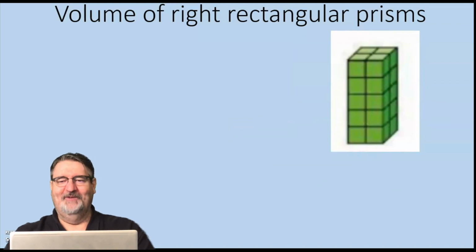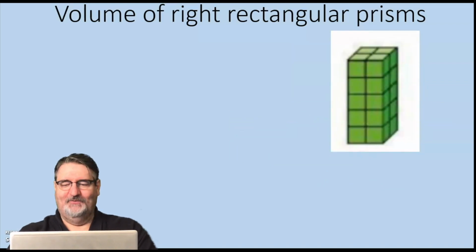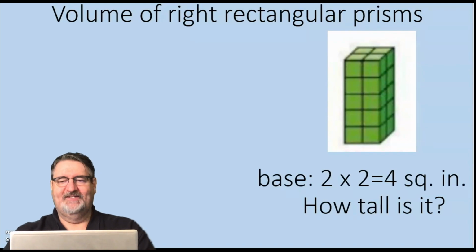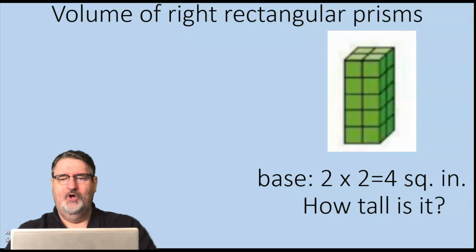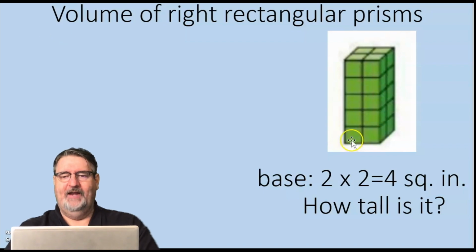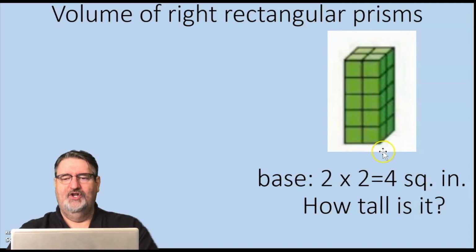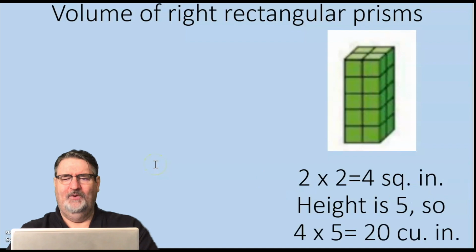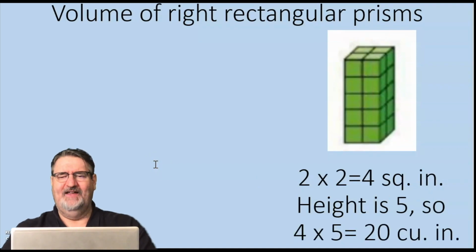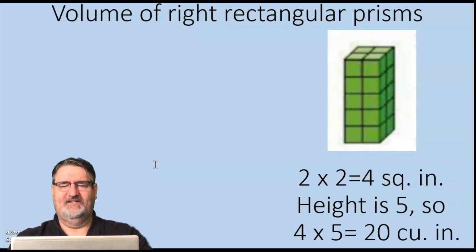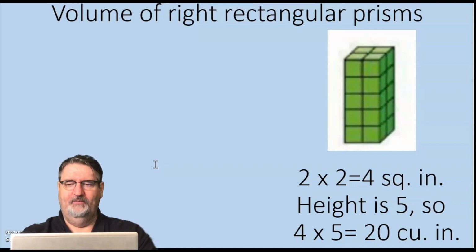Let's look at this one. We have a base, and the base is like length and width. We have 2 right along here and 2 right along here. So our base is 2 times 2, which is 4 square inches. But how tall is it? When we look at that, we can see that it is 5 high. So we do the base 4 times the height of 5, and that gives us 20 cubic inches.